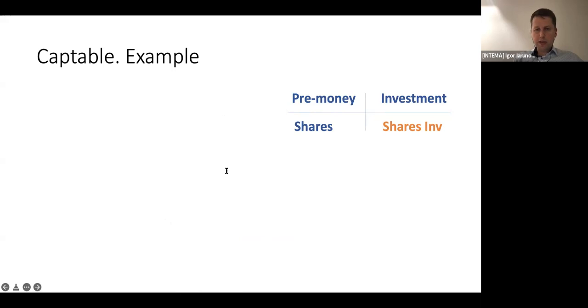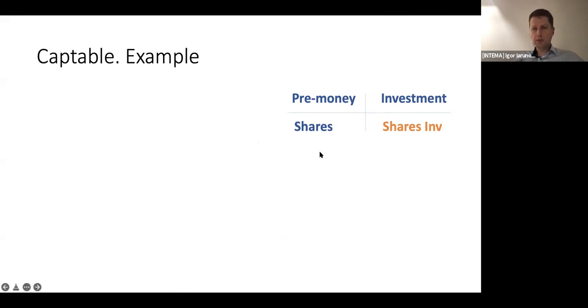Have you received the files I shared in the beginning of our meeting? Could you write me something? Okay. While you are writing, we are going through a table example.